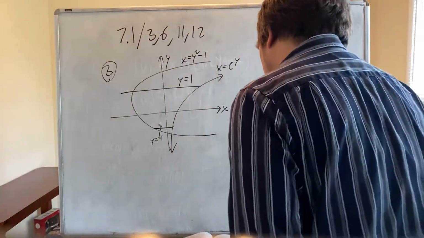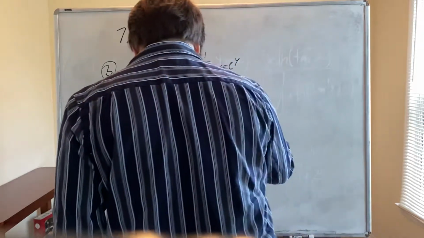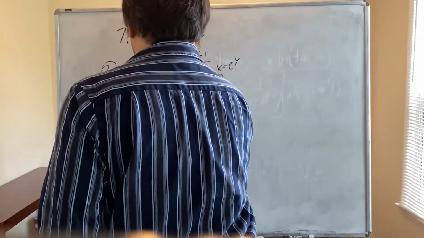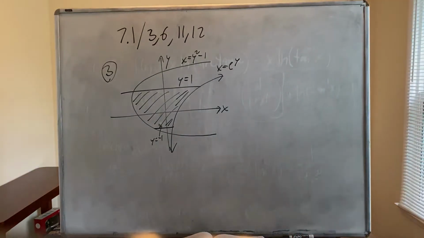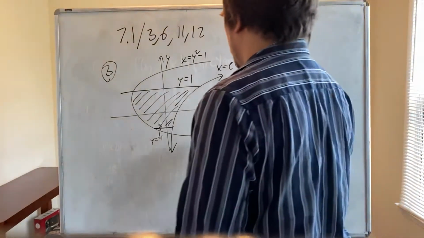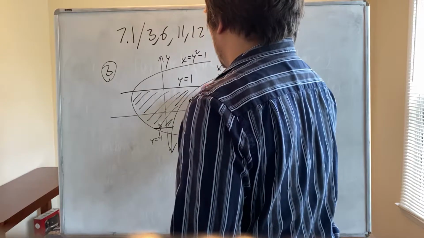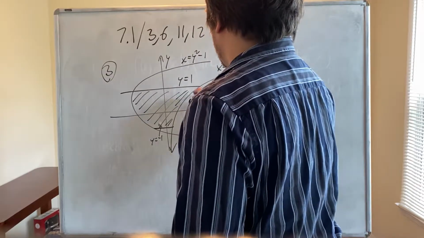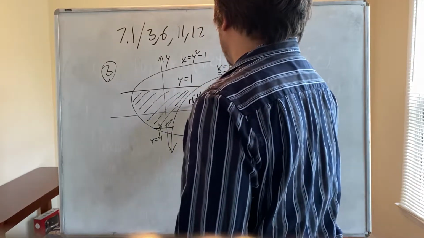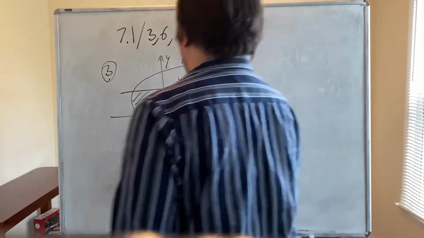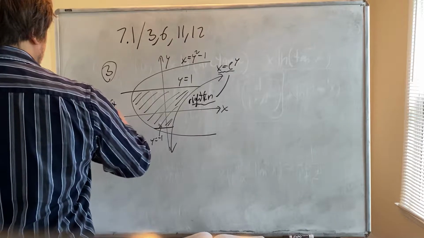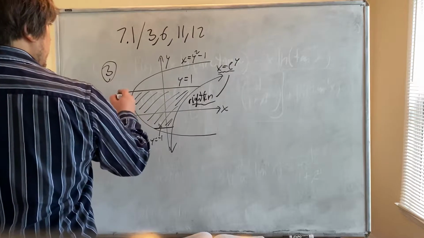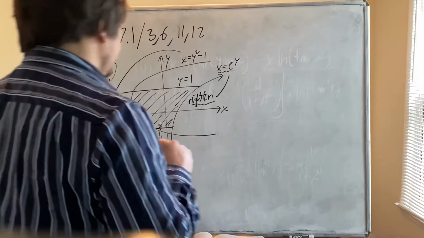Now we want to find the area of the shaded region. Well, the shaded region is this. It's not too bad actually. You just have a right function and a left function. This is the right function. And the left function is here. This is the left function.